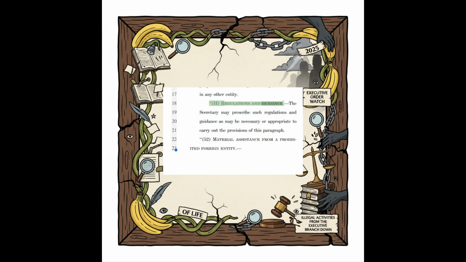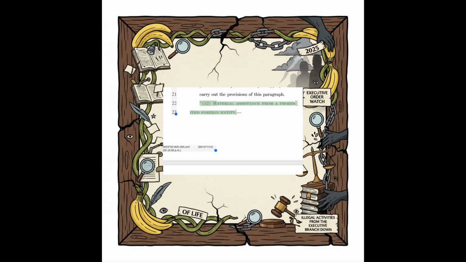Regulations and guidance. The Secretary may prescribe such regulations and guidance as may be necessary or appropriate to carry out the provisions of this paragraph. Material assistance from a prohibited foreign entity.